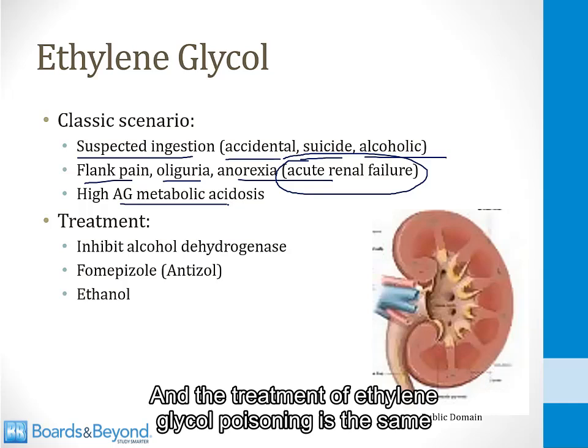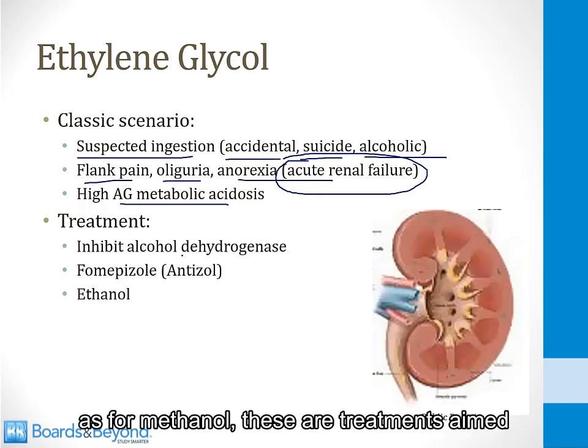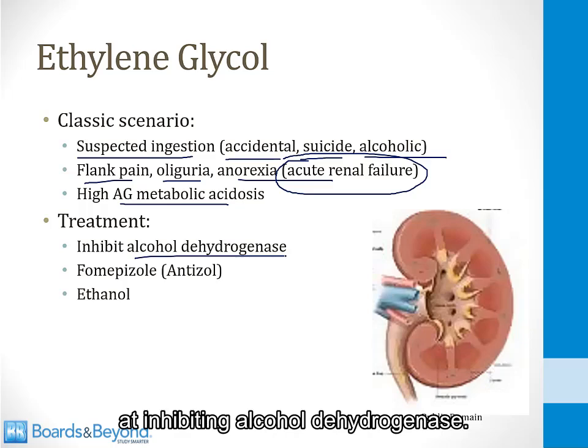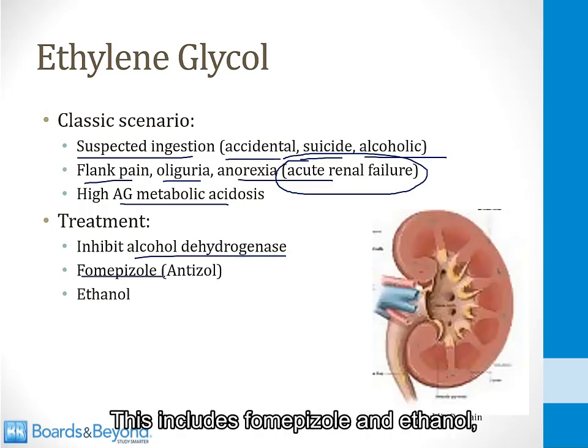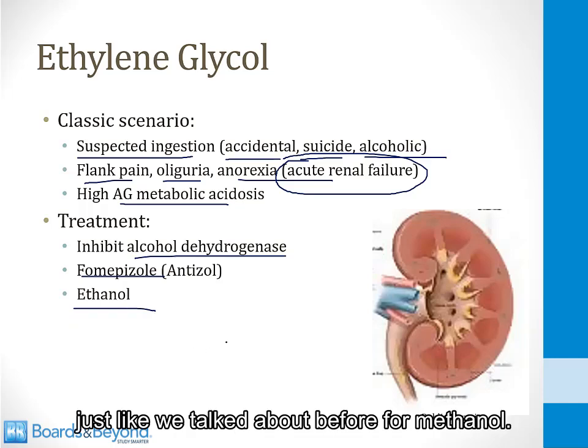And the treatment of ethylene glycol poisoning is the same as for methanol. These are treatments aimed at inhibiting alcohol dehydrogenase. This includes fomepizole and ethanol, just like we talked about before for methanol.